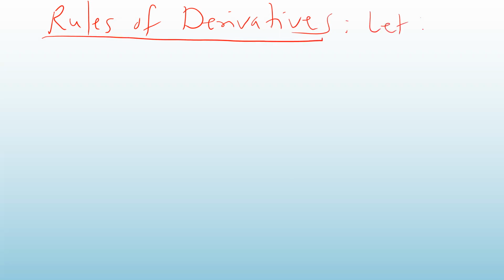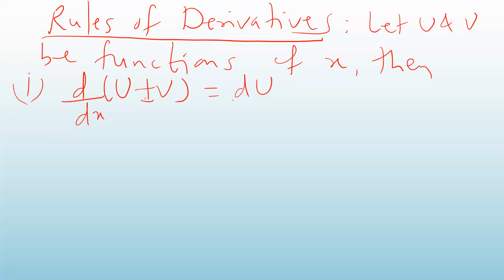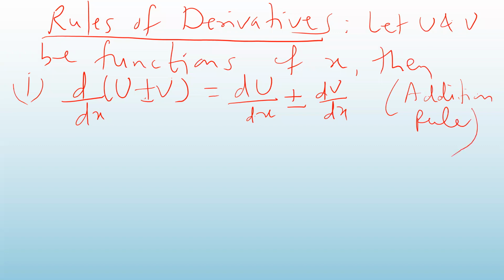Let u and v be functions of x. Then derivative of u plus v. You can even have minus here. That is derivative of u plus derivative of v. If it is plus, then you will have plus here. If it is minus, you will have minus. This is called the addition rule.